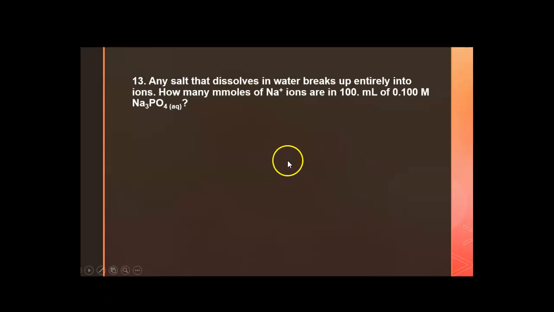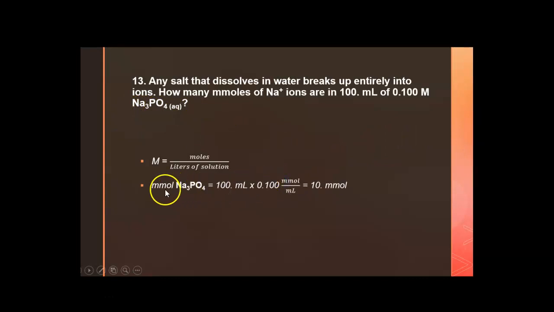So how many millimoles of sodium ions are in 100 milliliters of 0.1 molar sodium phosphate? Look at that formula. Well, there's your concentration formula, and the millimoles of sodium phosphate is volume times molarity, 10 millimoles. But each mole of sodium phosphate breaks up and gives you 3 millimoles of sodium ions. So the millimoles of sodium ions is 10 millimoles of the salt times 3 millimoles of sodium ions per millimole of salt, or 30 millimoles of the sodium ions.